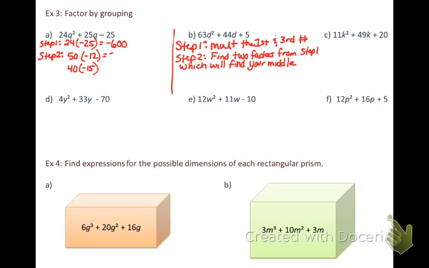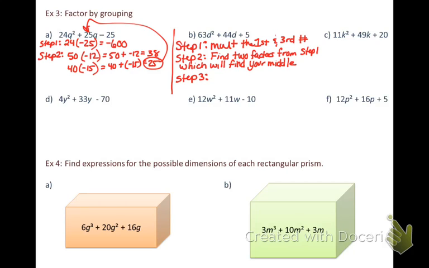So let's look at it. We have 50 plus negative 12. And that would get you 38. And then we would have 40 plus negative 15. And that would be 25. And those two numbers work with your middle number. Since we found our middle, we don't have to go any further on this factoring.